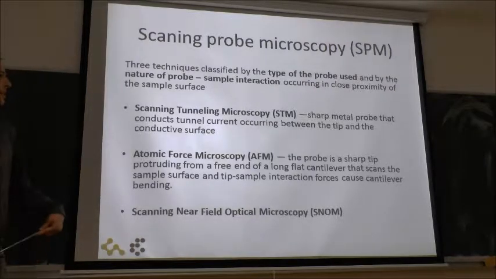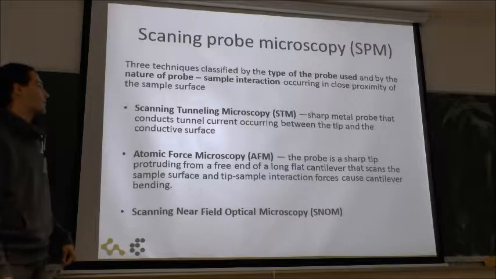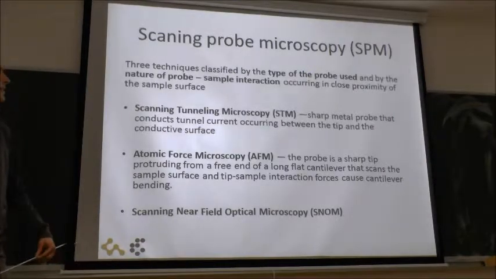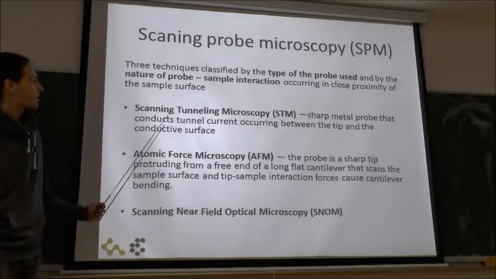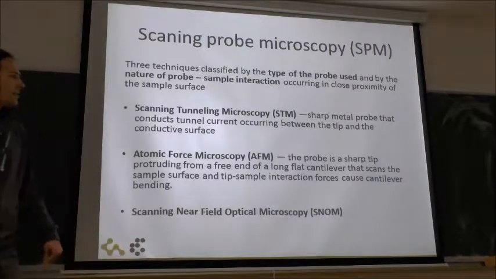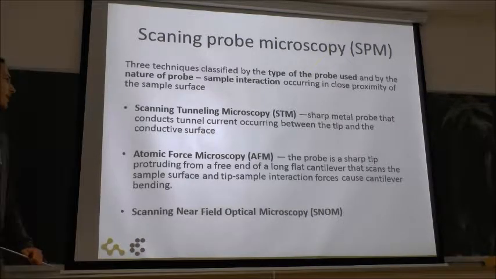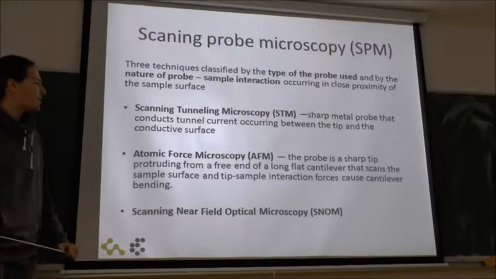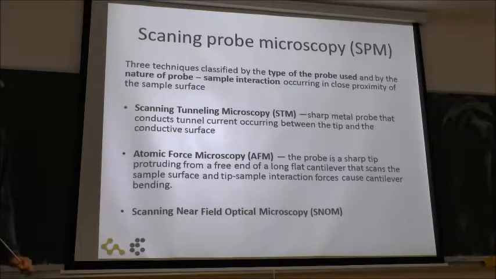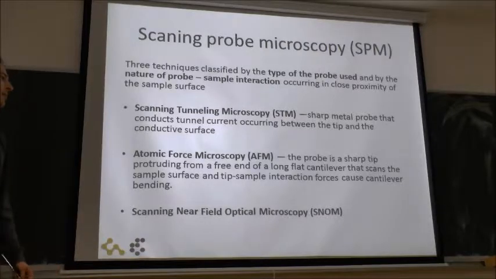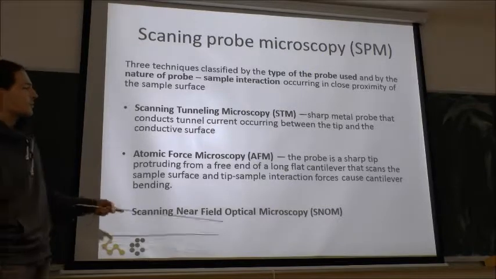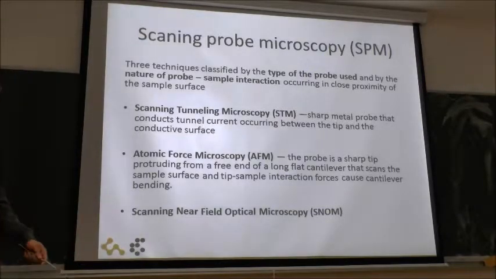We have scanning tunneling microscopy. It was invented in the 1980s, where we observe the tunnel current between a sharp metal probe and the conductive sample. They won the Nobel Prize for the STM. Then we have the AFM, where we use a probe with a tip, and we touch the sample, and then we observe the interaction between the tip and the sample to obtain the images.